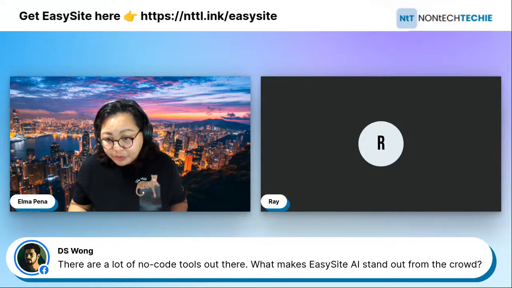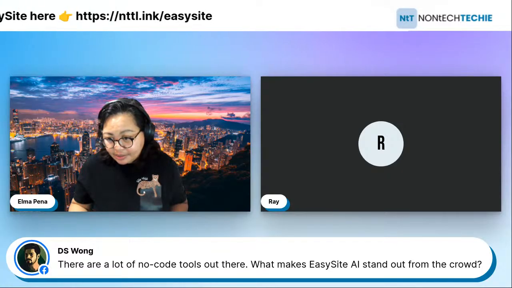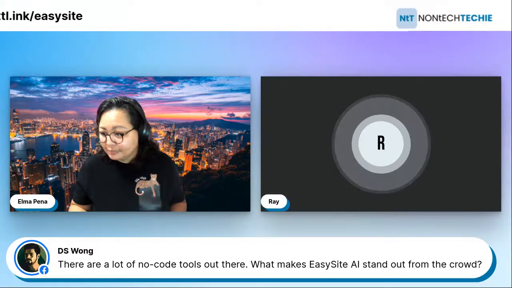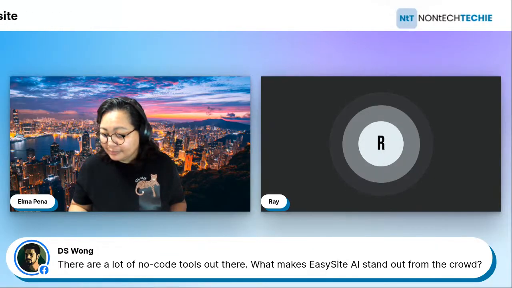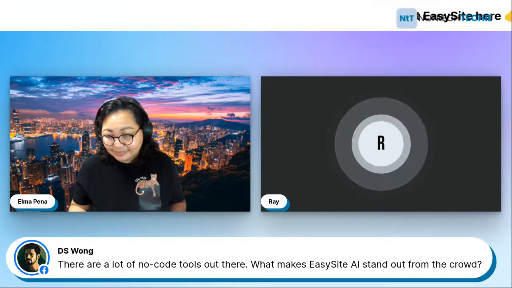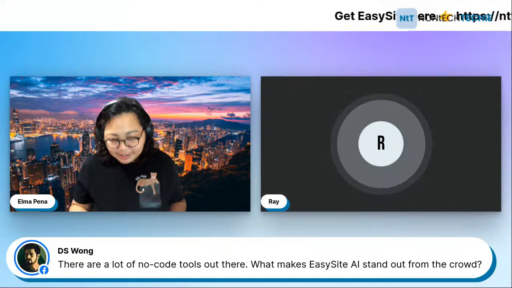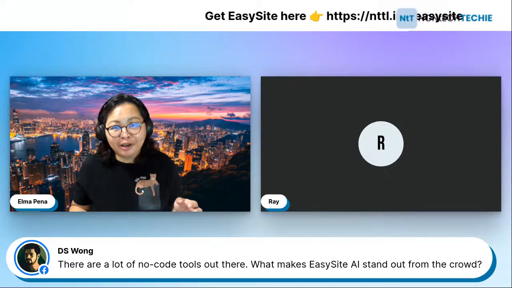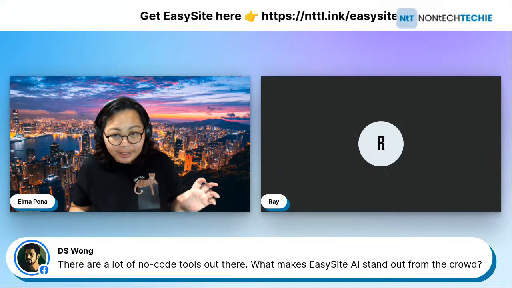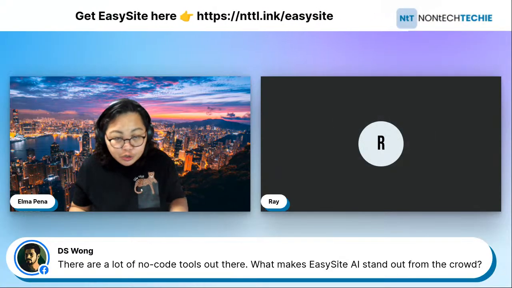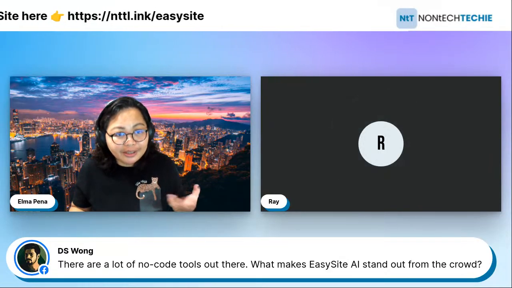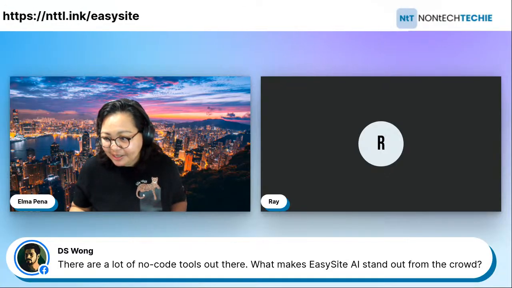There are a lot of no-code tools out there. What makes EasySite stand out from the crowd? So first is that we are the easiest AI website builder to use. That's the first line. If you are a non-coder, you might freak out, like, hey, what is happening? But now everything you can do via AI, that's easy. Even if you ask, okay, what are the next steps? AI will tell you what the next steps could be.